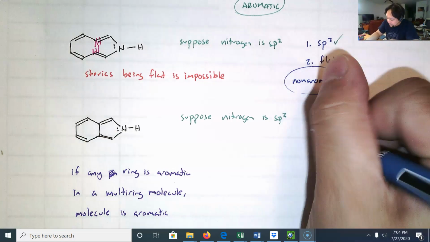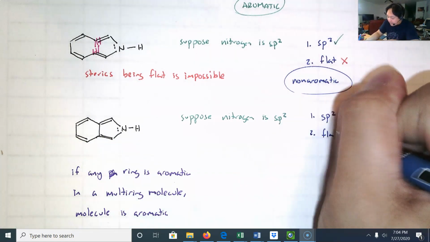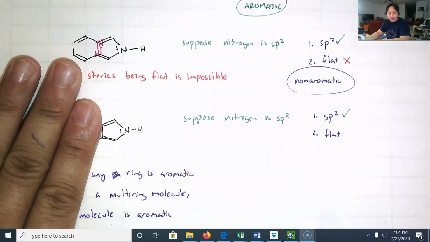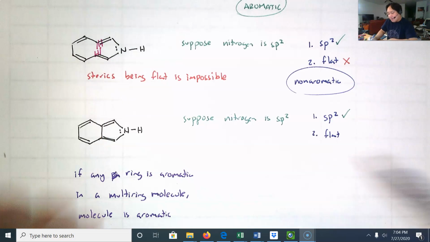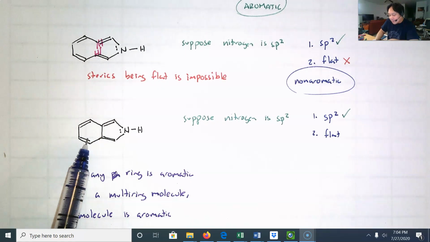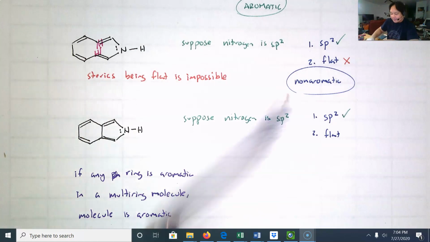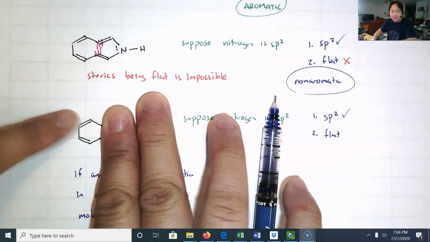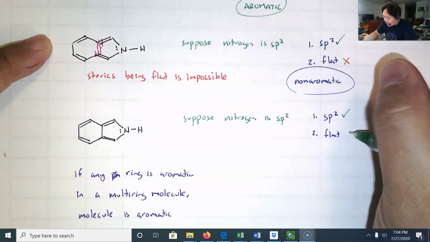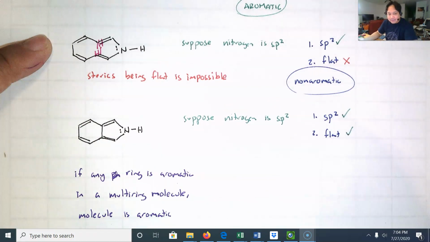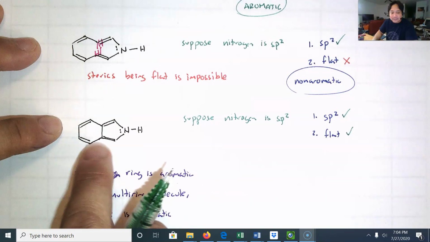Flat. Is it flat? We have a 5-membered ring here. Okay, so that is definitely flat. But also, we have a ring here that's sp2 all around. It's almost like a benzene ring, right? A 6-membered ring with all sp2 carbons. We know that that's flat. We're going to assume that it can be flat. And we're going to assume that it actually is flat, actually.